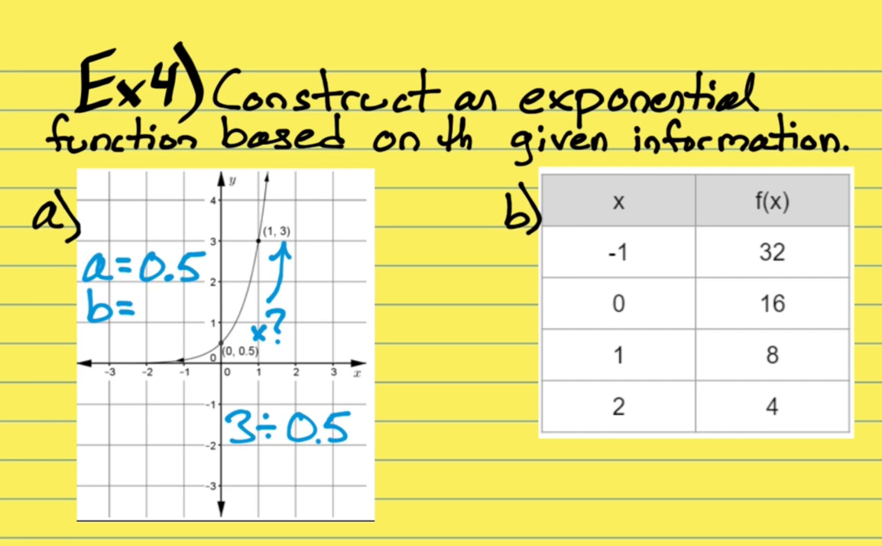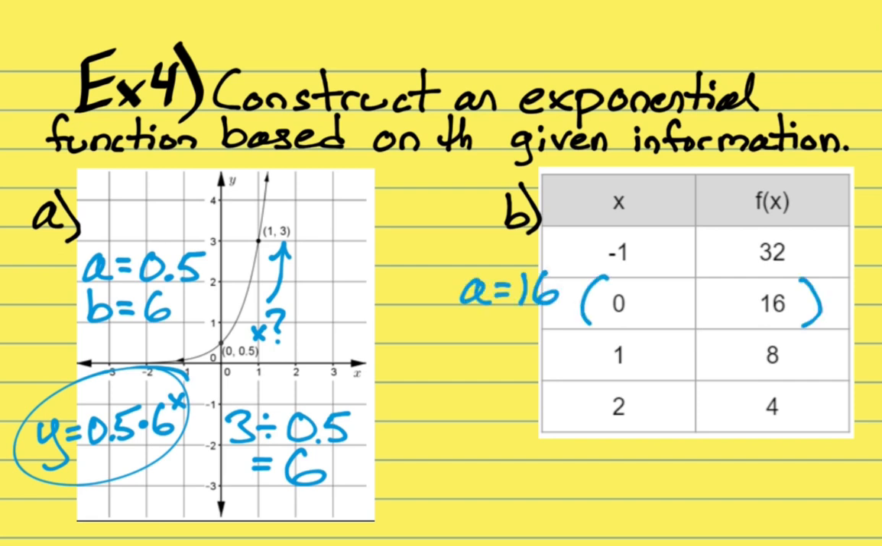This is just an inverse operation step. That answer would, of course, be 6, and you can literally check that right now by just typing into a calculator 0.5 times 6, and notice how you get 3 as the output. Putting it all together, we have y equals 0.5 times 6 to the power of x for the final answer. In part B, we can start off by seeing that A equals 16 since the x value is 0.